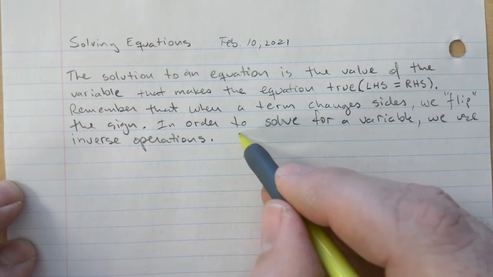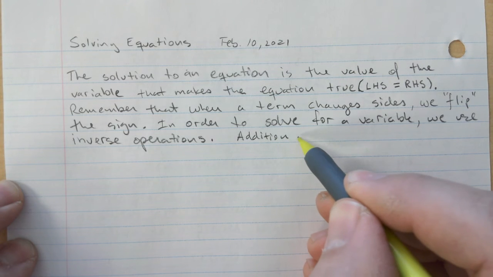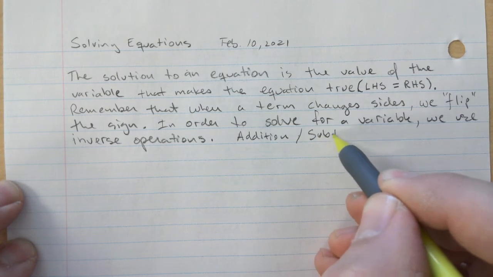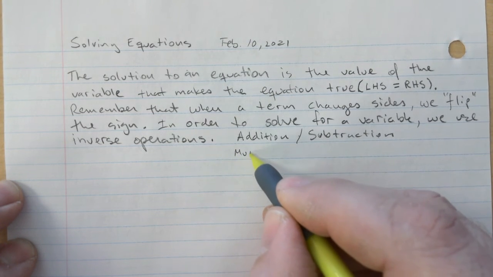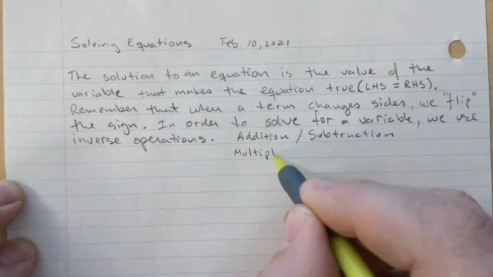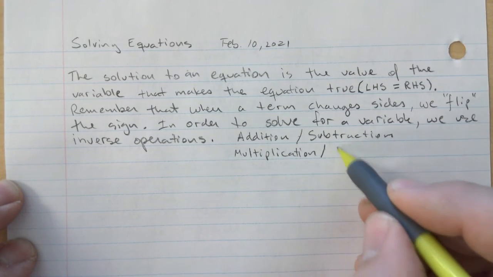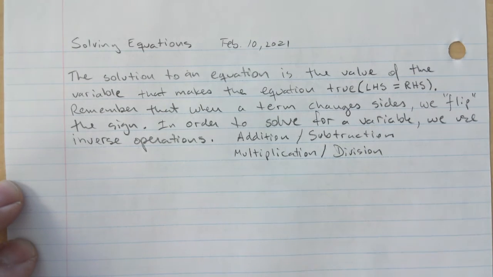So what does that mean, right? There's addition and subtraction, so those are opposite. There's multiplication, and its inverse would be division. Okay.